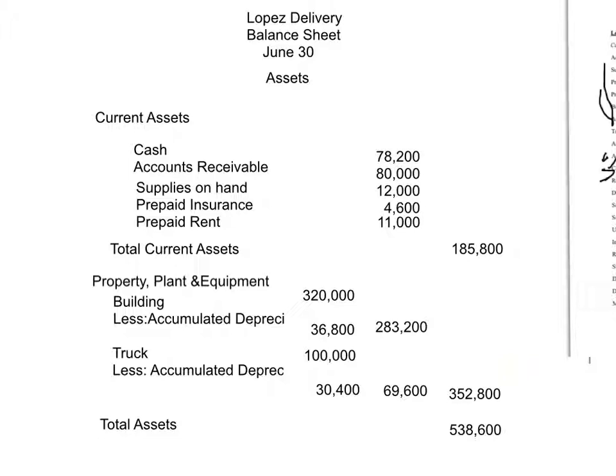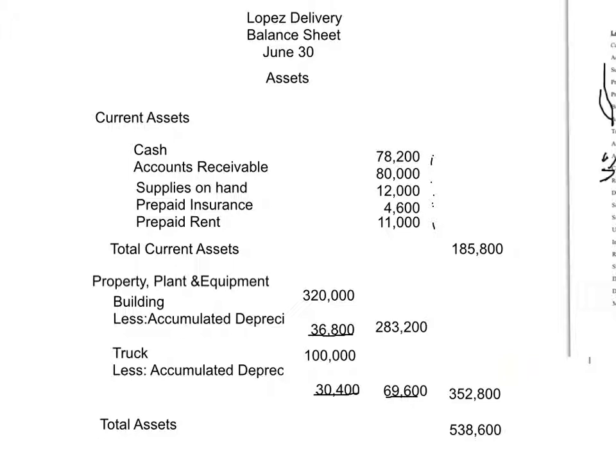So therefore, you notice the inside column here. To the outside, so total current assets are $185,800. Then property, plant, and equipment. We have building less accumulated depreciation, and so therefore, it's $283,200 left to be depreciated. Then truck less accumulated depreciation, and we have $69,600.